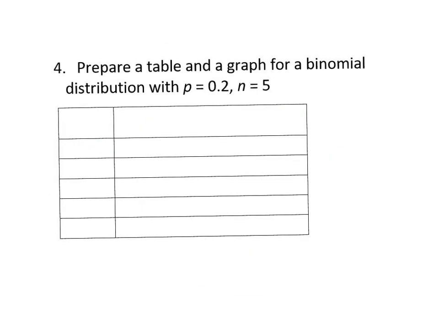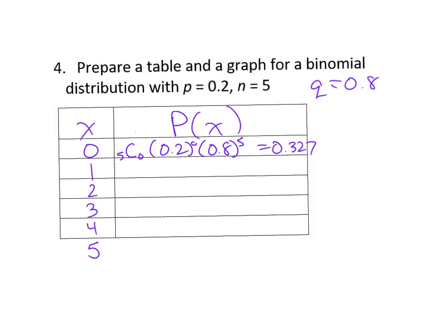So we're going to prepare a table and a graph for a binomial distribution where our probability of success is 0.2 and our number is 5. So of course, if success is 0.2, that means that failure, or q, is 0.8. So if I have 0 successes, that means I have to have 5 failures. And that's where these come in.